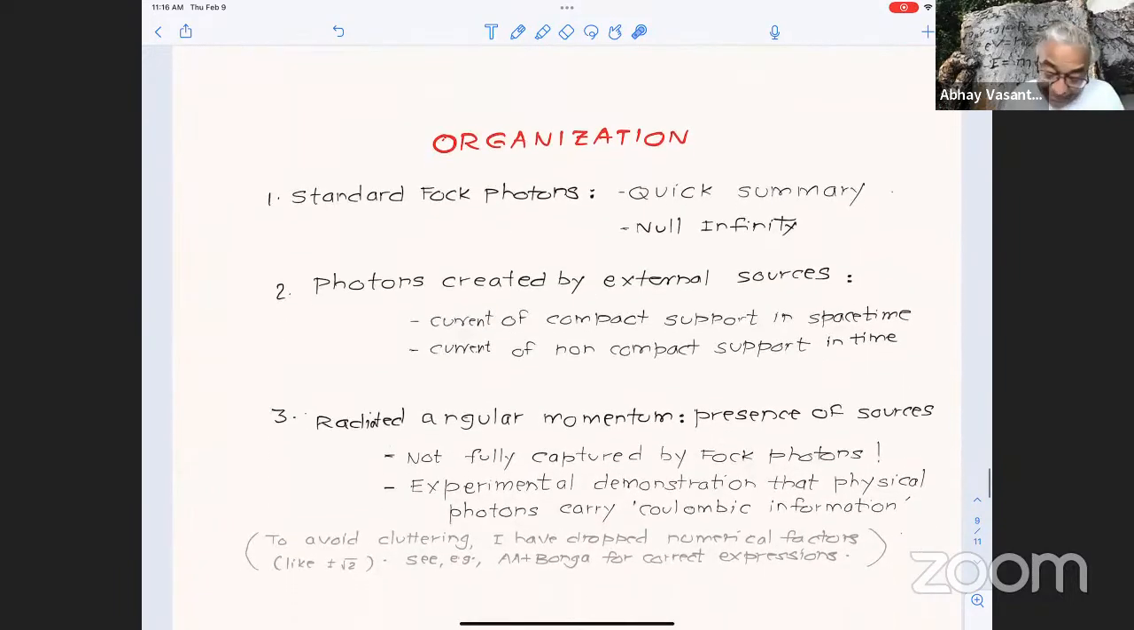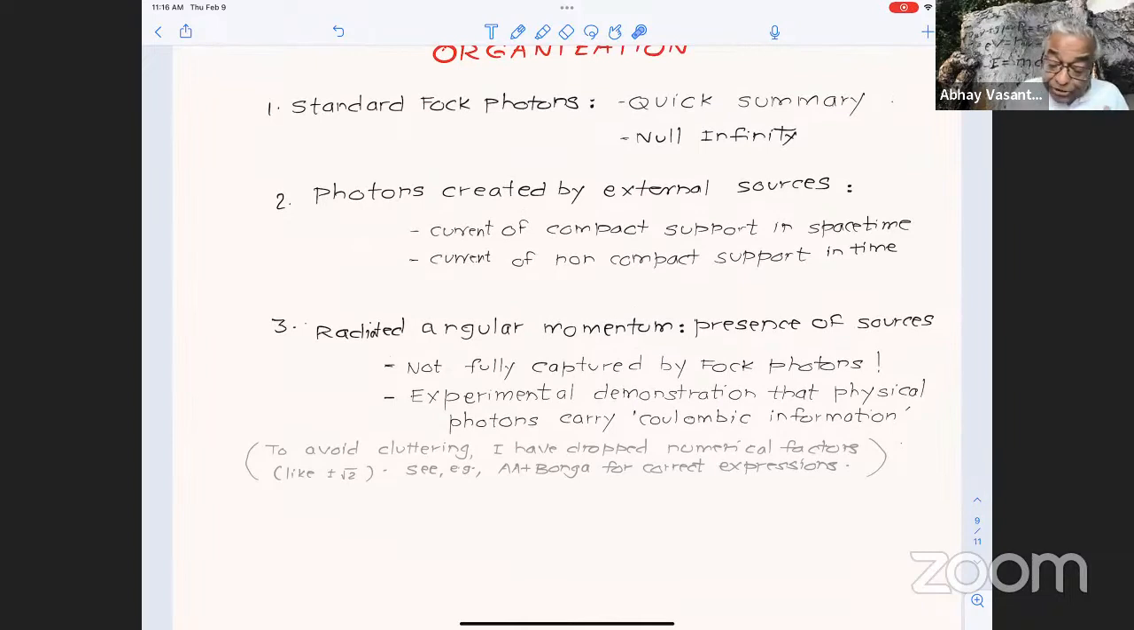Okay, Mario has a question, and perhaps there are also other questions. Maybe I should summarize and then take the questions. So to summarize, at first I did the standard Fock representation, a quick summary, and I reformulated the standard Fock representation in terms of null infinity. There's nothing gained, nothing lost, but it's just a convenient representation. It just brings out the simplicity of the origin of the infrared sectors.